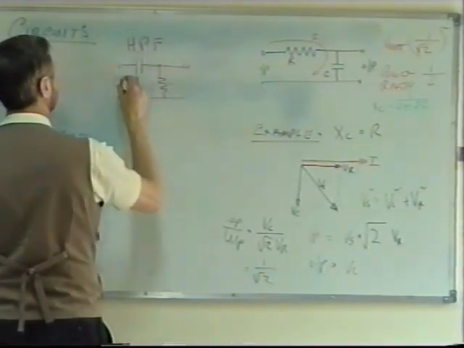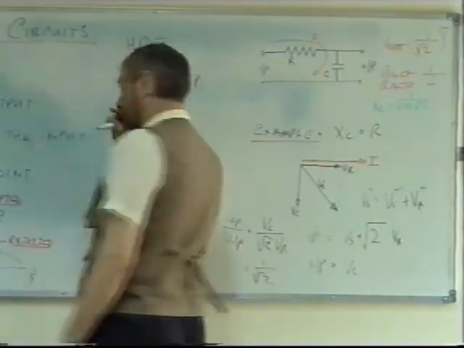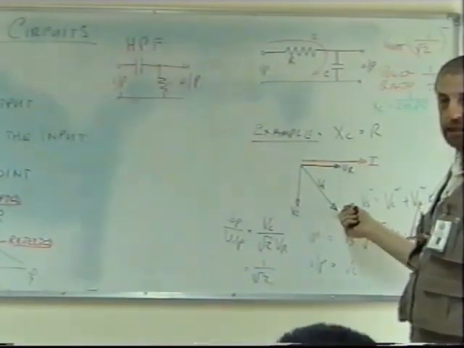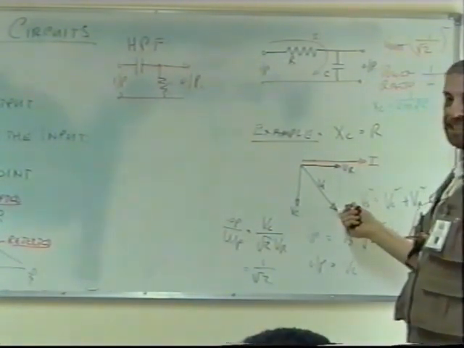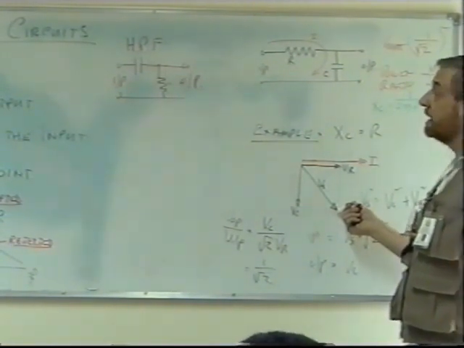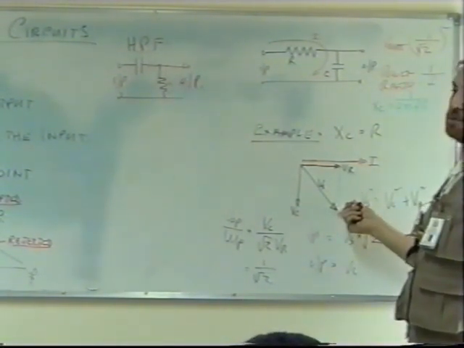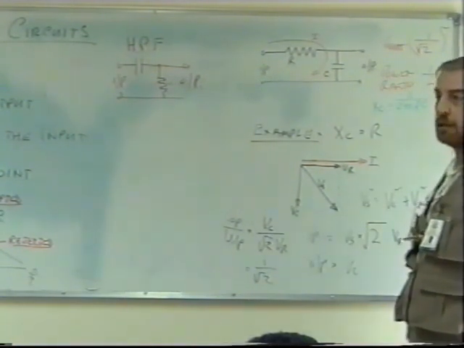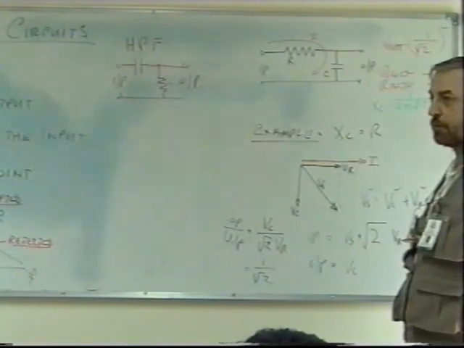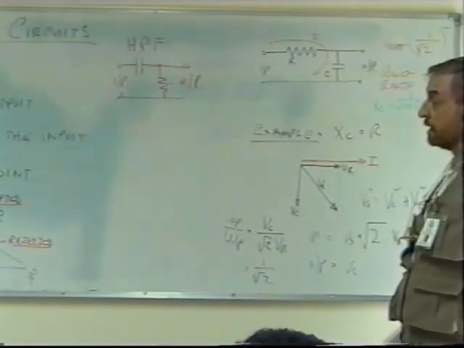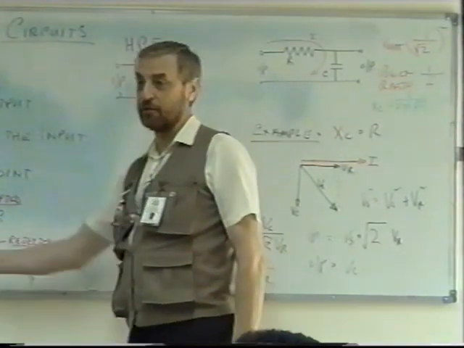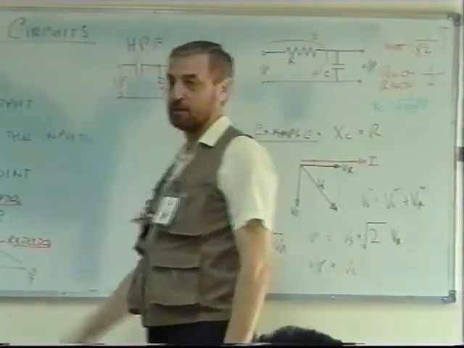This is our input, this is our output, but we assume exactly the same calculation. Here there's no difference. XC is equal to R, and if XC is equal to R, then that's where our cutoff frequency is. The difference will be in what is accepted and rejected. The slope would be the other way around here. The lower frequencies will be rejected, the higher frequencies will be accepted.